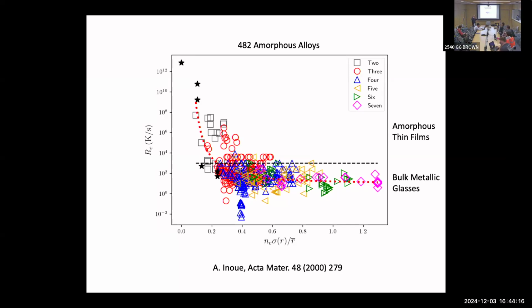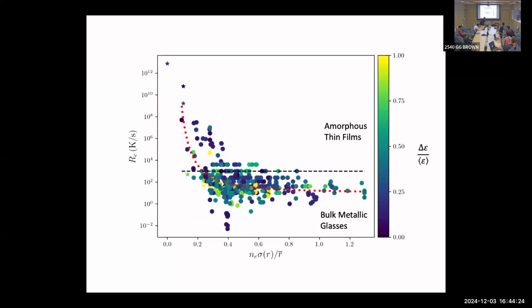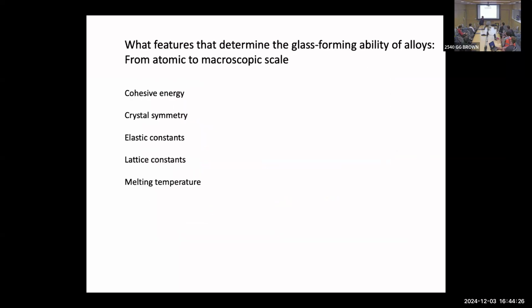I'm audacious and I'm bold. I want to know the quantitative. I want to know more. And I have 15 minutes. So this is what I'm getting at. What features determine the glass variability of alloys?